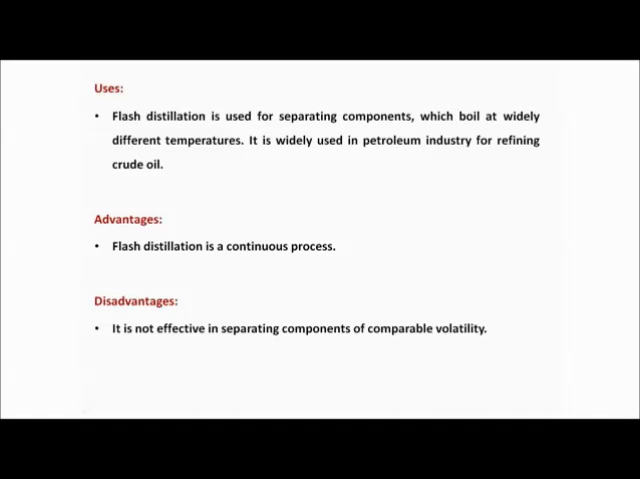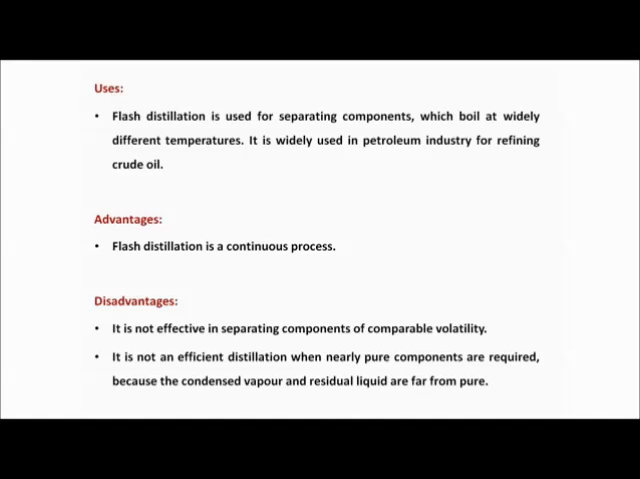Disadvantages: it is not effective in separating components of comparable volatility. Suppose there are two components, one having a boiling point of 50 degrees centigrade, another having a boiling point of 55 degrees centigrade. These temperatures are almost close, so it is not effective. This flash distillation apparatus is not effective in separating components of comparable volatility. If the boiling points of two components are very close, this instrument is not effective.